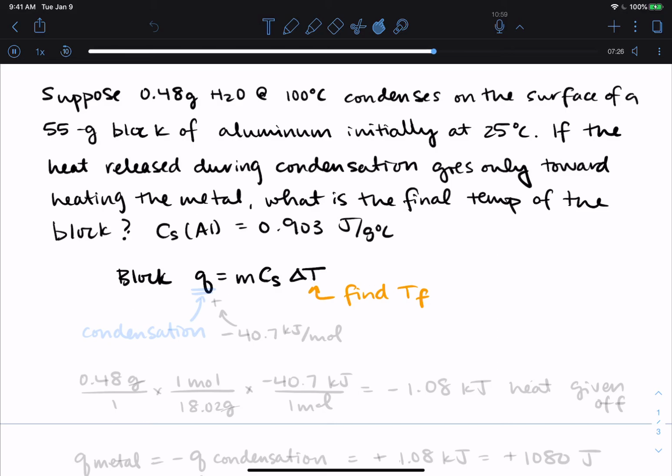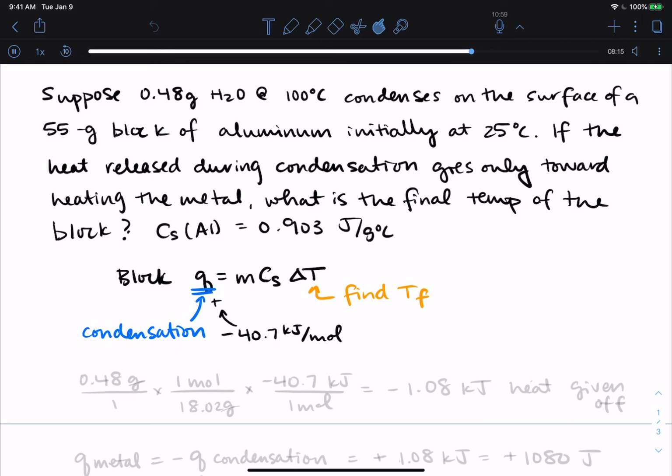I can do this. We have done this before. The Q part, well, I can only have one unknown, really. So the heat, I have to figure out where that comes from, and it all comes from the condensation. Now, we do have enough information. We've just not explicitly done anything like this before. The heat from condensation, well, I know it will give off, right? It's exothermic, negative 40.7 kilojoules per mole for condensation, which is going to turn into a positive, right? When I go to absorb it into my metal.